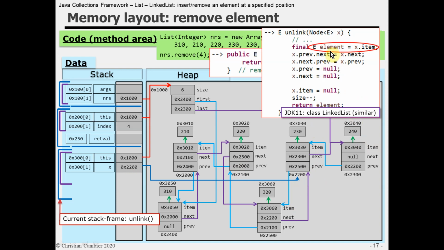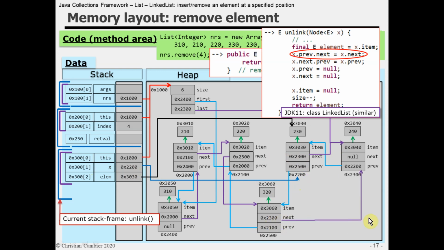First of all, we declare a new local variable element, which is initialized to x.item, 3030. So element will refer to the integer wrapper object. Then the first reference that has to be diverted is x.previous.next. This arrow may not point to this one anymore because it will be removed, but needs to point to this one. So this value will be overridden by x.next. x.next is this one, 2300. So this value will be overridden by 2300. And that's it. And then a similar thing for the previous.